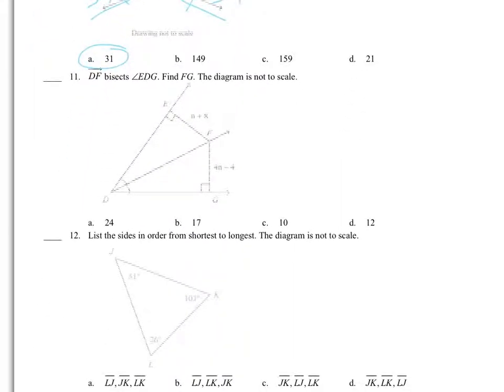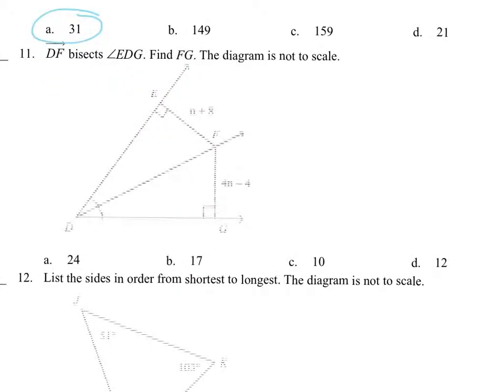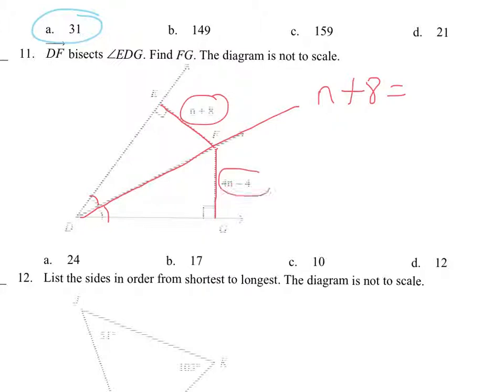This question here, what we've got is, it's not drawn to scale, but it says that DF bisects EDG. That means these two angles are congruent. Find FG. Well, if this is an angle bisector, then it's the same distance from one side of the angle as it is to the other. Therefore, n plus 8 is equal to 4n minus 4.